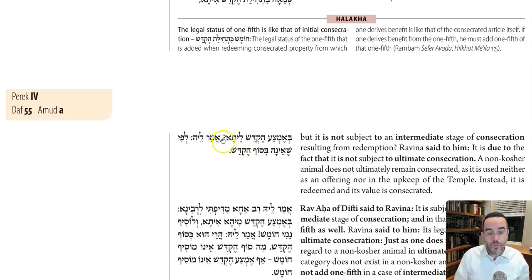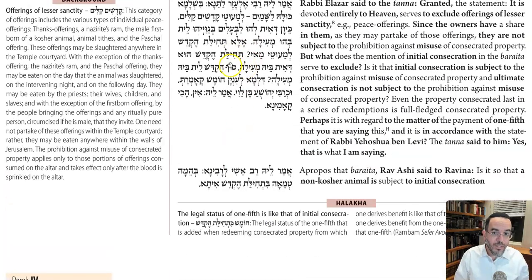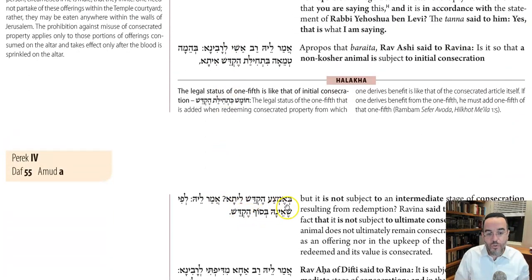And so he answers, right, and if so, why say only techilat hekdesh? And he says, we use the word techilat hekdesh just because it cannot be sof hekdesh. A non-kosher animal cannot be the end point of consecration because that cannot actually be used in the Beit HaMikdash. It's going to have to be sold somewhere down the line. So yes, you can go from one non-kosher animal A to another non-kosher animal B, and from B to C, another non-kosher animal. But eventually, C to D, you're going to have to change it to money or something kosher, something that the Beit HaMikdash can actually use. So it can be the beginning, it can be in the middle, it can't be at the end.